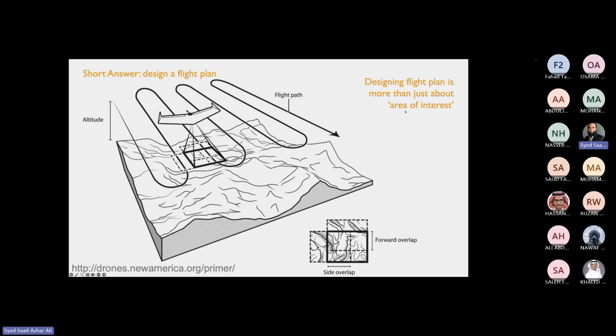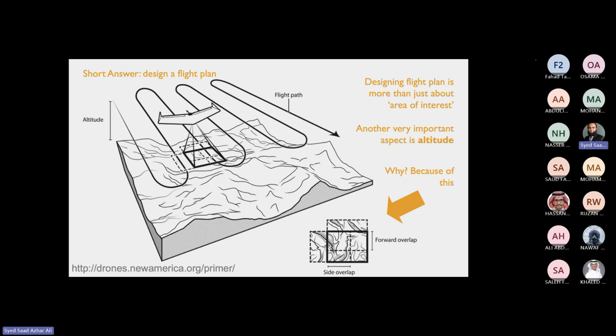But it's not just about the area of it. It's not just the area or the rectangle that we're talking about, because of these peaks. From the top, it would look like this only, which could be deceiving. So you want to make sure the altitude is also considered in the flight plan. Why? Because in a 2D or just top-down image, we can only see one side of the picture. We don't get a complete picture.